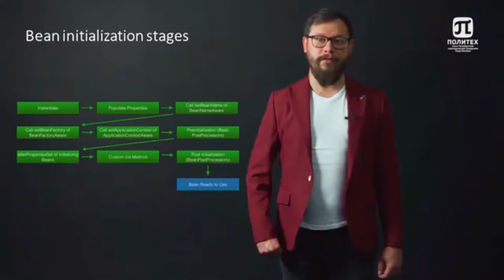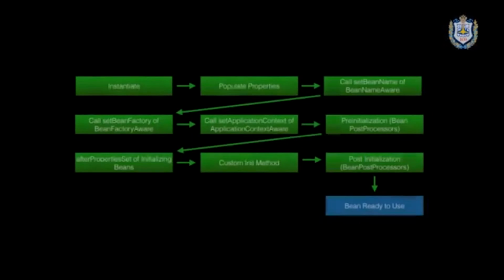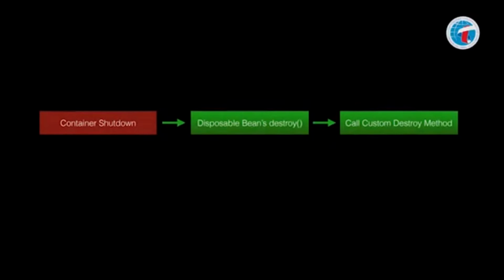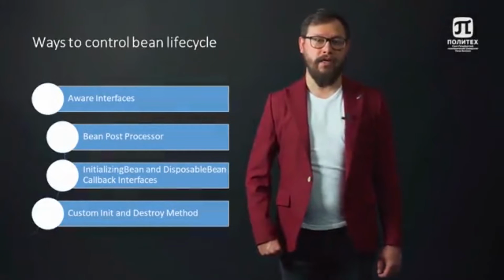As you can see in the figure, the container instantiates a bean by calling its constructor and then populates its properties. This is followed by several calls to the bean until the bean is in the ready state. Similarly, when the container shuts down, the container calls the bean to enable it to perform any required tasks before the bean is destroyed. Spring provides several ways through which you can tap into the bean lifecycle.